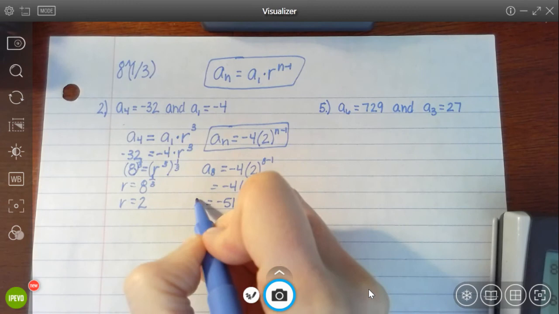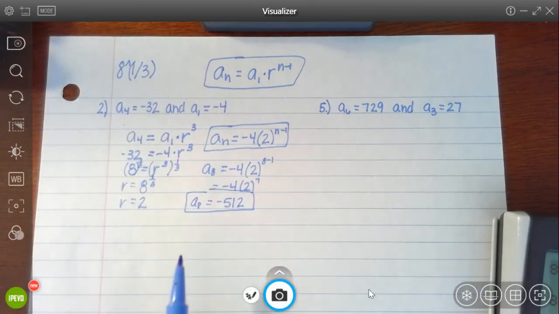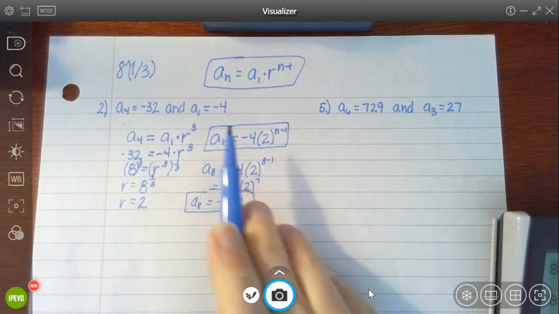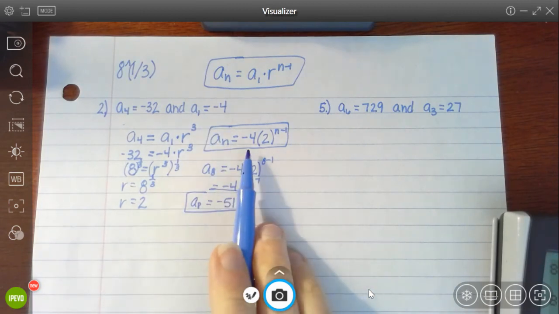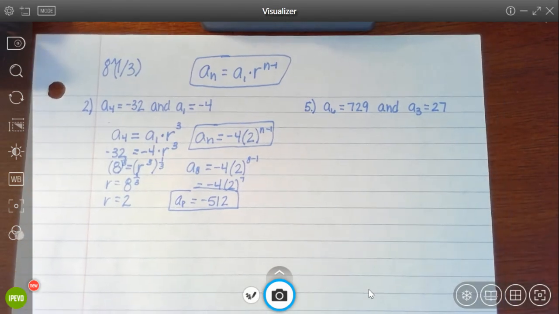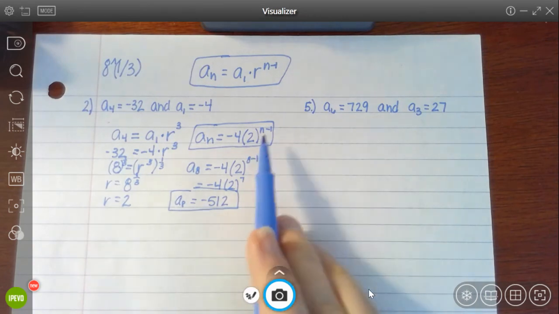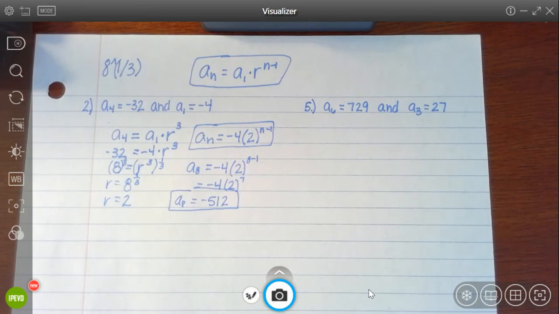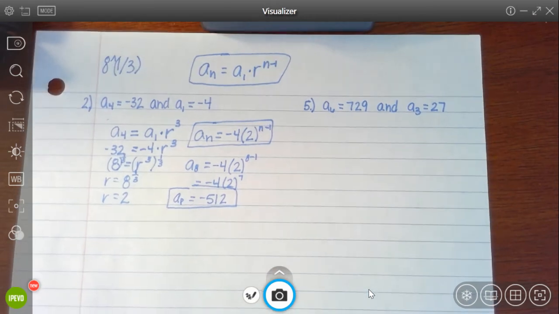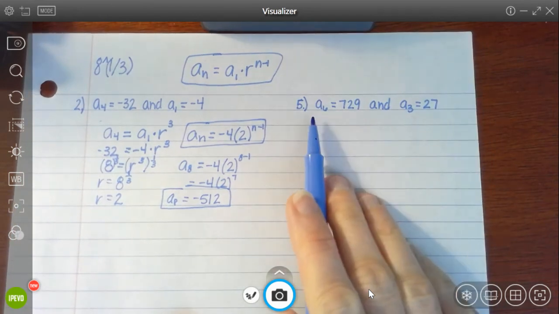All right. Now this problem wasn't so bad because we knew a sub 1. So we were able to jump from R to our explicit formula pretty quickly. When we don't get that lucky, what we're going to have to do is not only solve for R, but then we're also going to have to solve for a sub 1 before we can actually get to this step. Okay, so let's review the process and let's look at how we would solve when we don't know a sub 1. This is problem 5 on that worksheet.